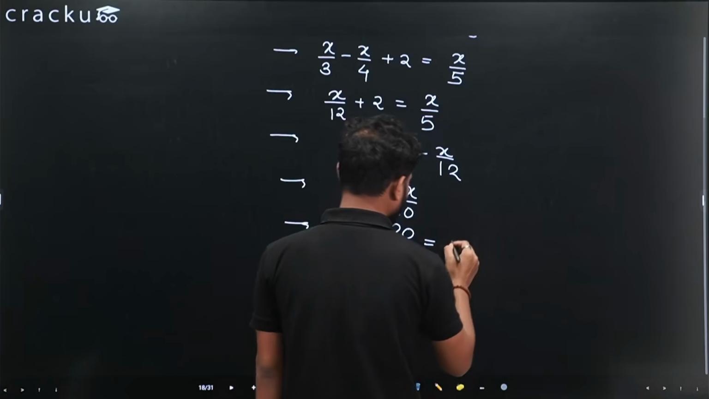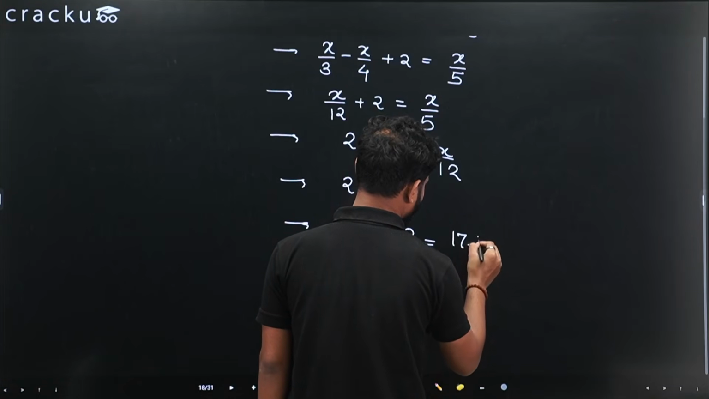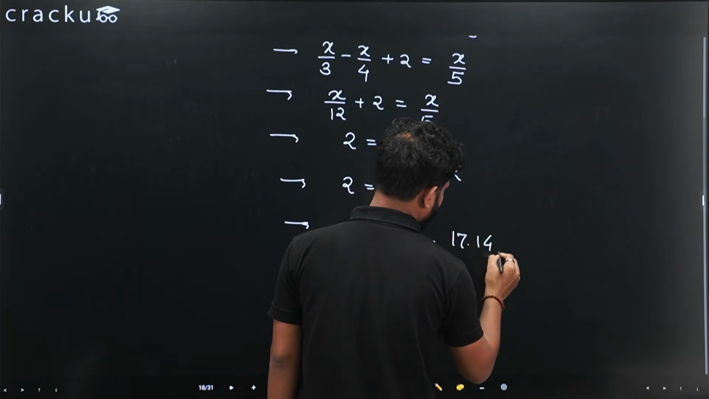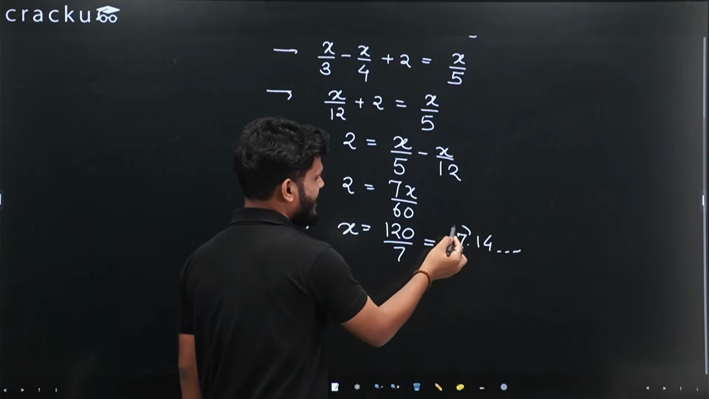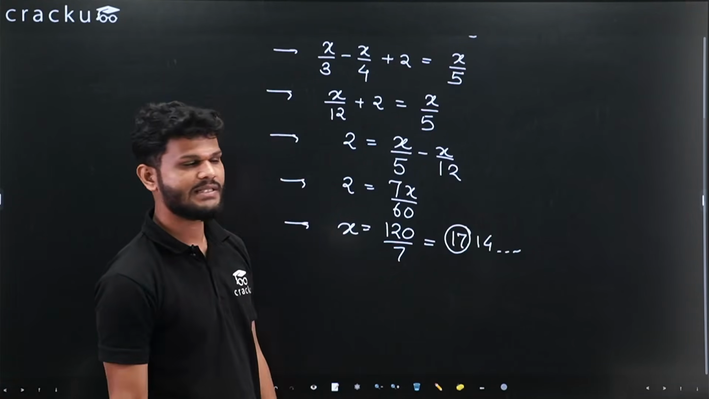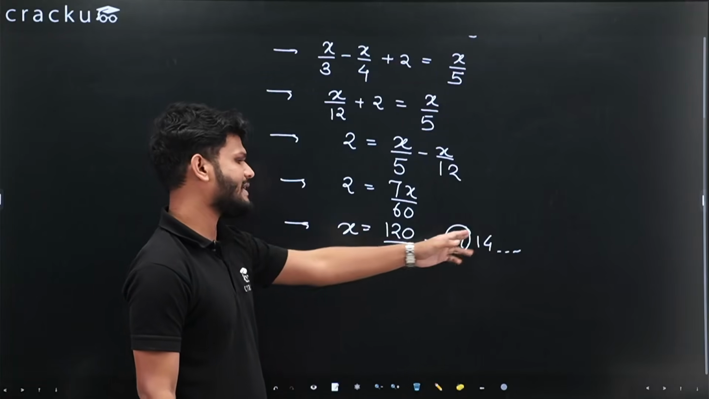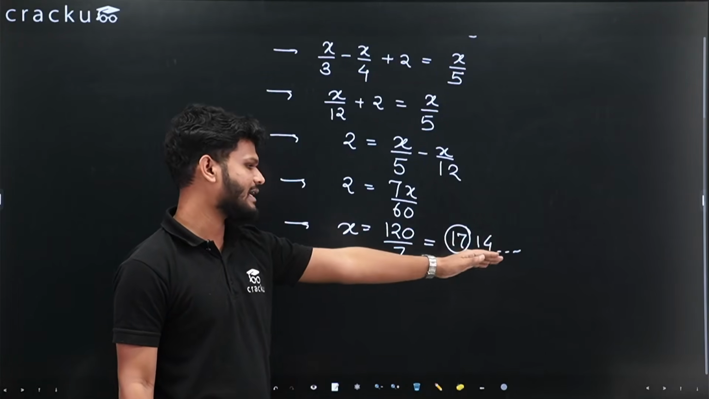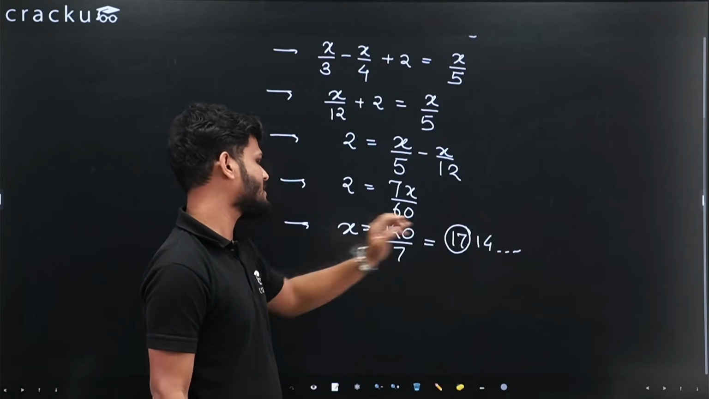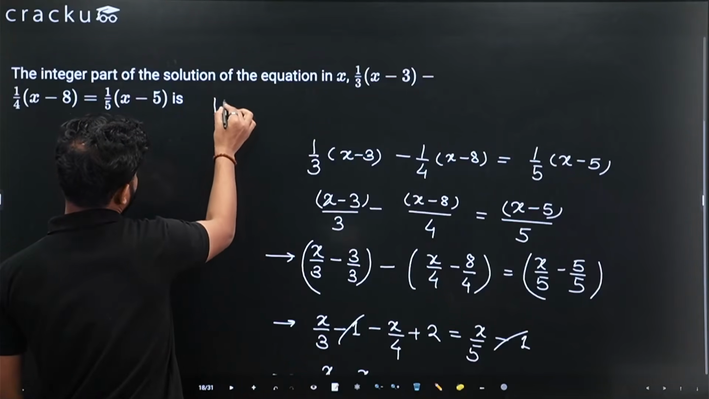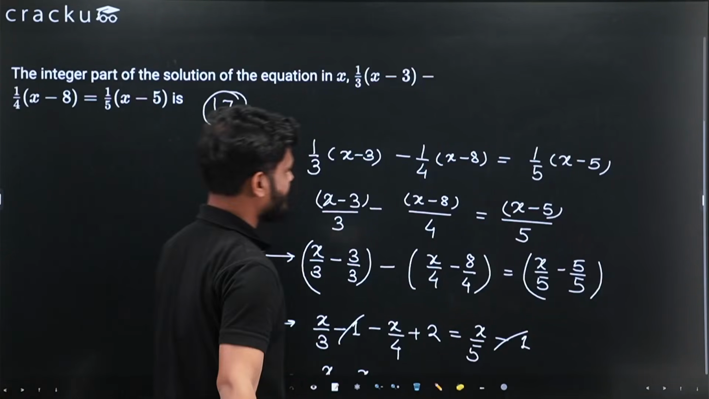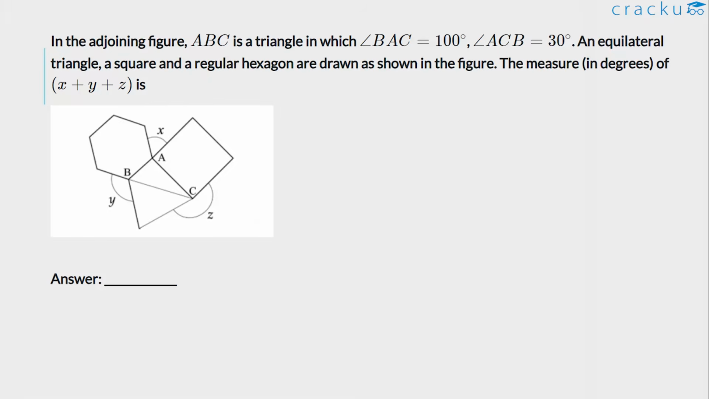This is nothing but 17.14 something something something. So we don't need that part. What we need? We just need the integer part, and the integer part is what? 17. So x is equal to 17 point something something. We don't care about what is after the decimal. We just need the integer part. So it is 17. Hence, the answer to this question is 17. This is how you can solve this question.